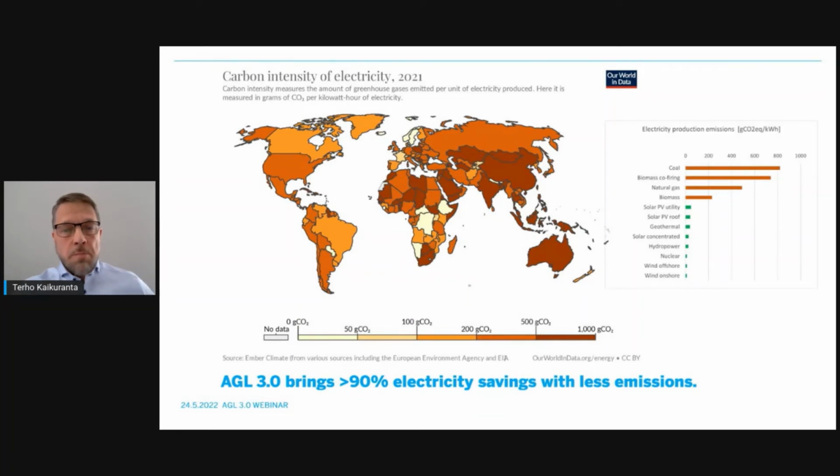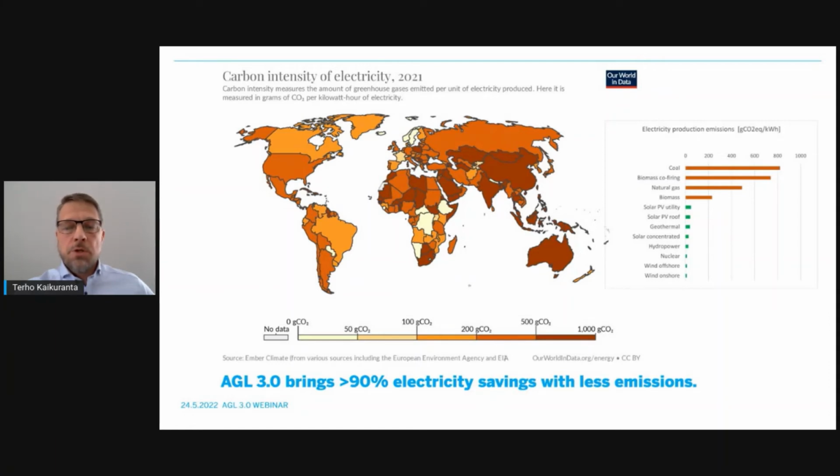And of course, when talking about emissions, that's a very complex multi-factor topic. So let's remember that the carbon intensity of electricity production varies quite a lot based on what kind of electricity sources you are using and in what country you are located. This is only to illustrate what kind of variance there is per country, and on the right you can see the energy source types that are the most difficult ones from the emission point of view. And of course, where the emission creation is high, the AGL 3.0 benefits are maximal on the emission side.